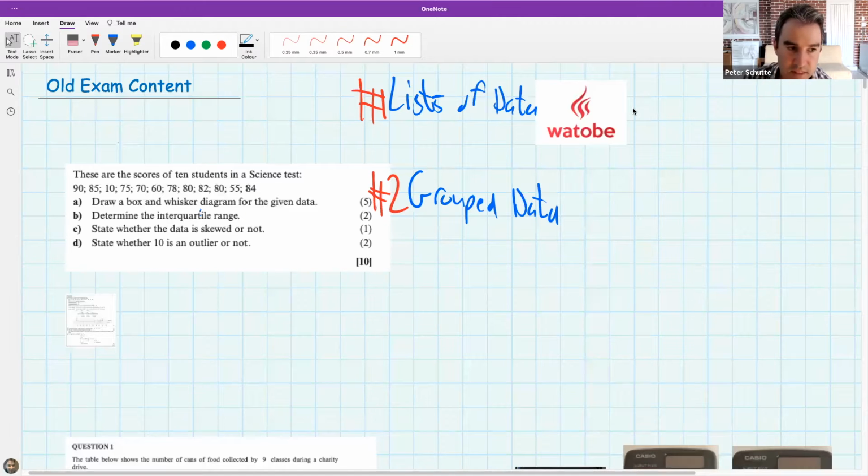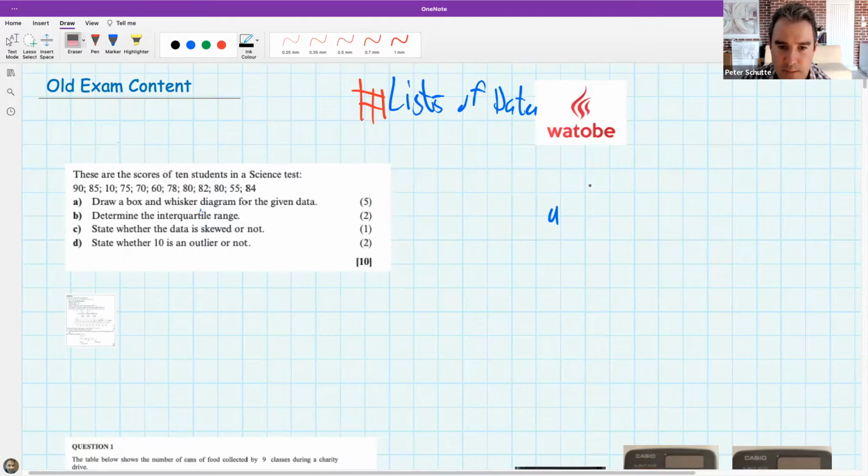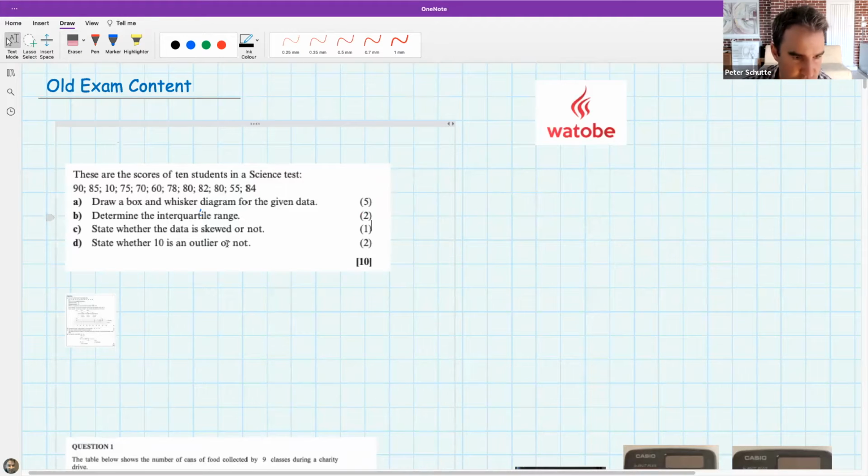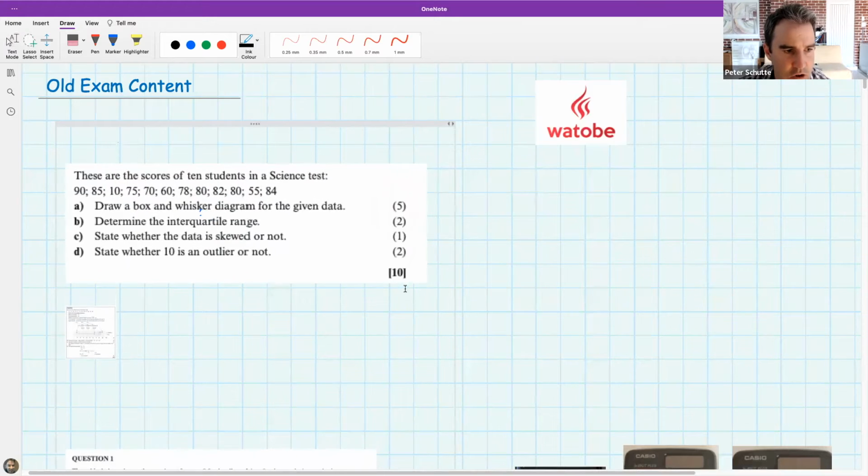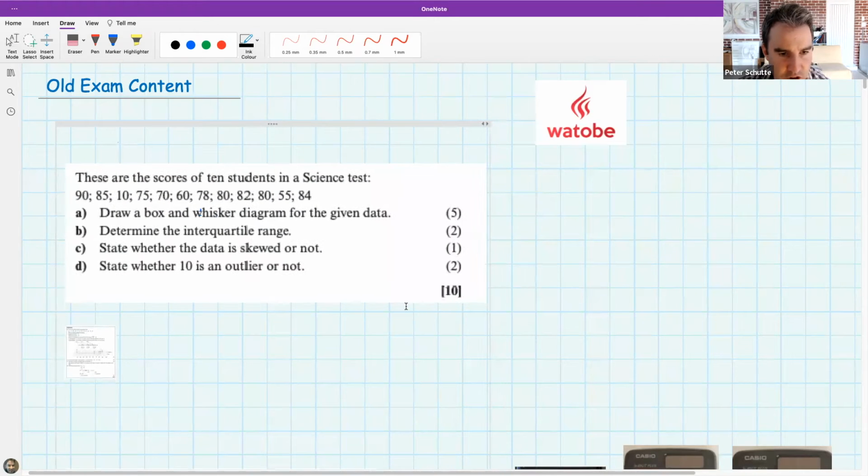Okay, so this isn't grouped data because there is a list of numbers you're given. There's no table. And so this is a type 1 type of question, a lists of data question. And this is a 10-mark exam question. Okay, so we're going to do question A, draw a box and whisker diagram for the data.